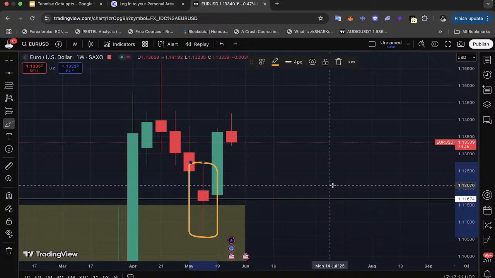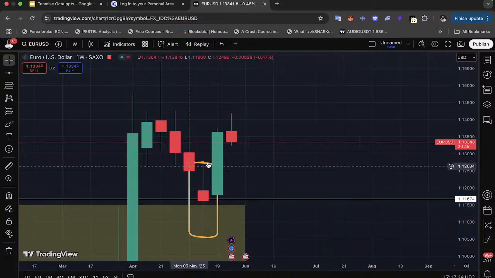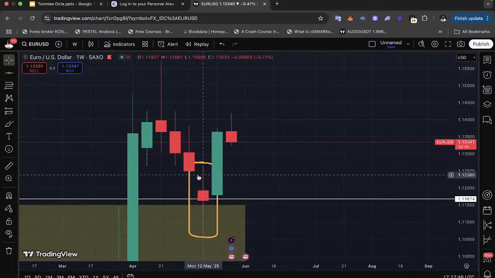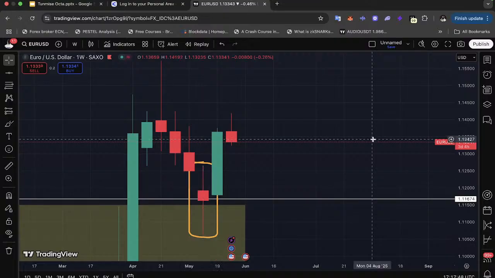Okay, what kind of candlestick is this? Who can tell me? What kind of candlestick can you see? I need someone to tell me.